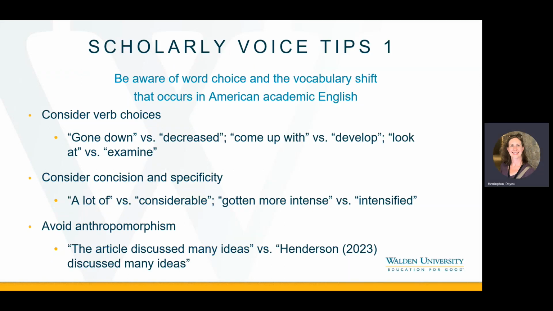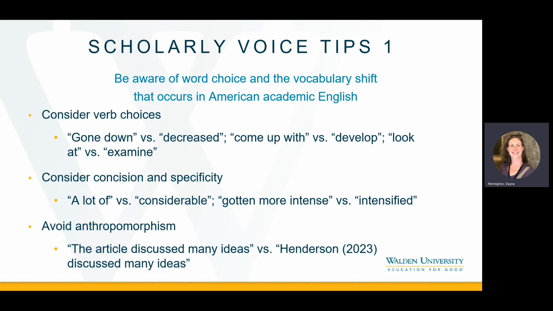On the next 3 slides, I've included bullet points of more specifics to help develop scholarly voice. As a writer, you want to be aware of word choice and the vocabulary shift that occurs in American academic English. One simple place to start to improve scholarly voice is with verb choice. Often in English, there are choices between phrasal and prepositional verbs. These are verbs with more than one part, and they are often used in spoken English.